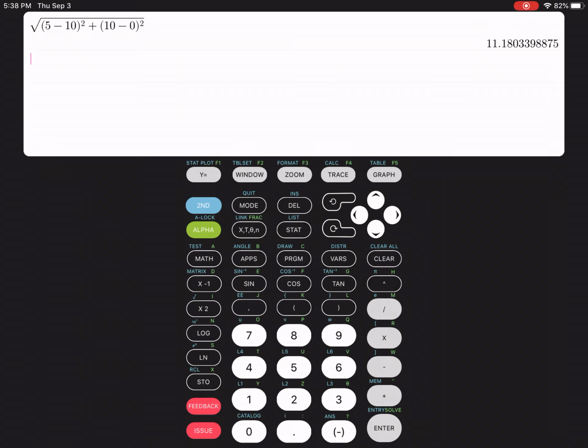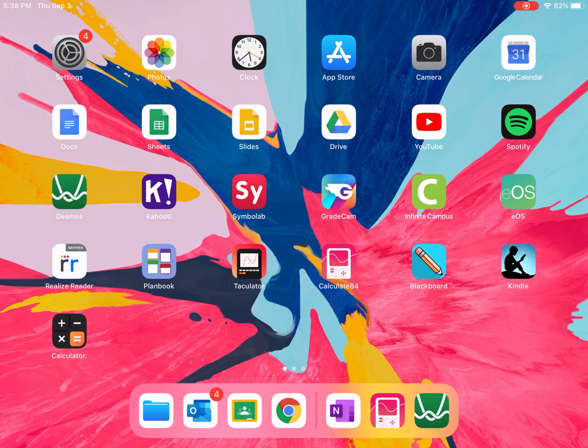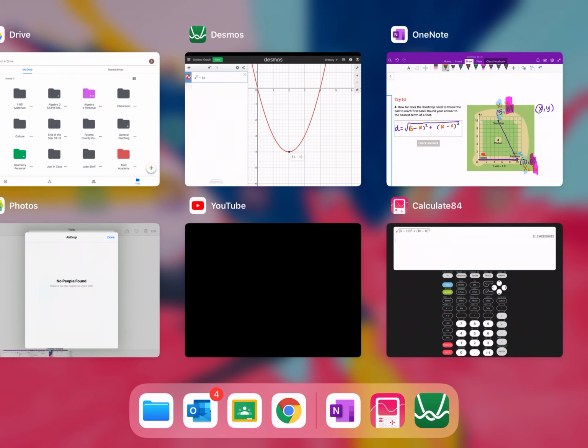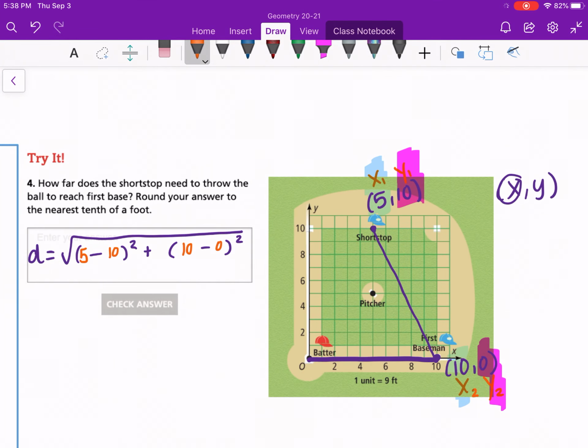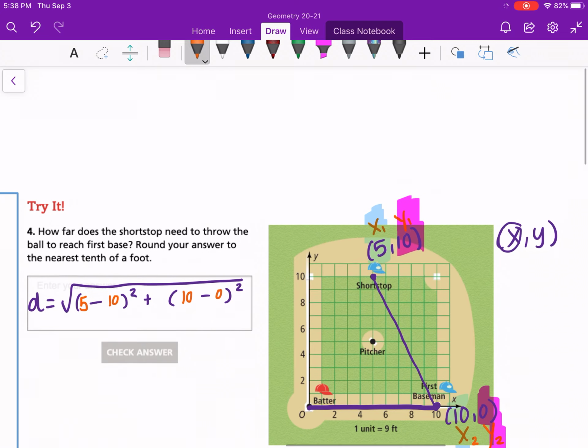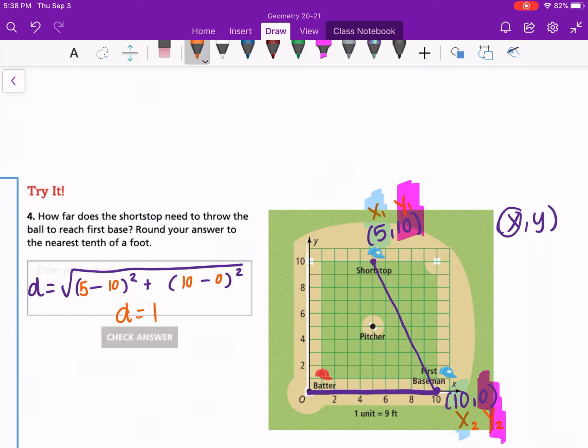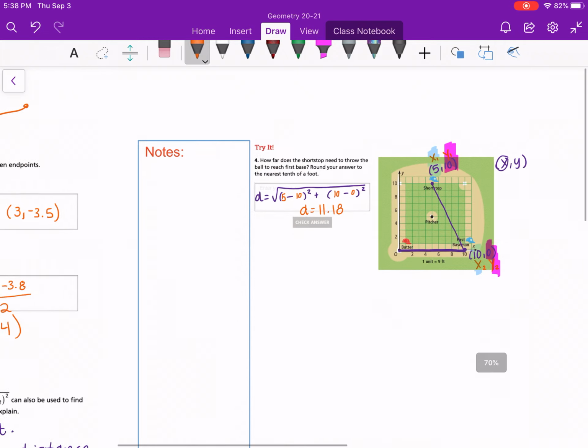The hundredth is 2 decimals. So I'm going to look at the third decimal and decide what I should do. So the third decimal is 0. So I'm going to leave that 8 as it is and not round it up. Oops, I totally forgot to look at it. 11.18. And that's your distance.